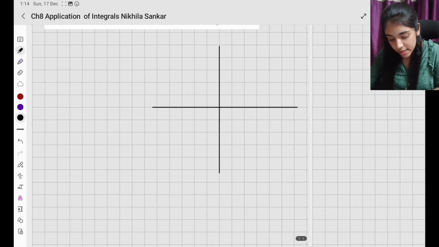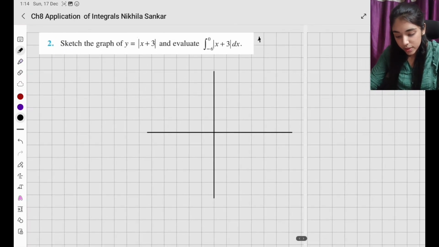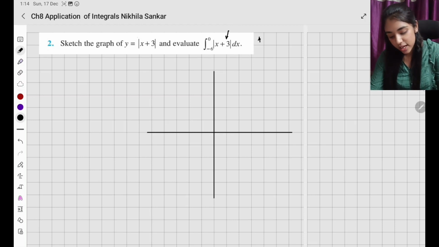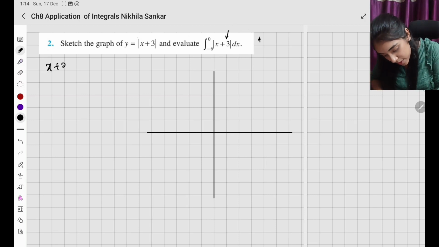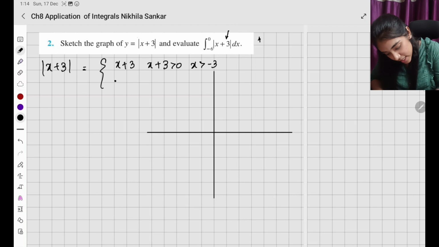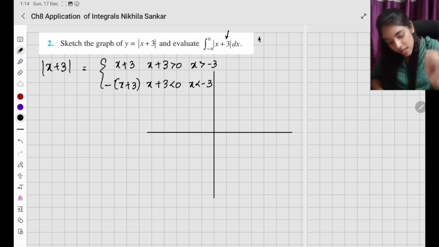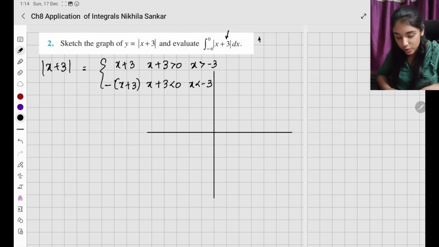Now, sketch the graph of y equals mod of x plus 3 and evaluate this. So they are asking for this. How is the mod of x plus 3 function going to look? So x plus 3 is going to be positive x plus 3 if x plus 3 is greater than 0, which means x is greater than minus 3, and minus of x plus 3, the negative function, when x plus 3 is less than 0, which means x is less than minus 3. So these are the two different values it is going to take.